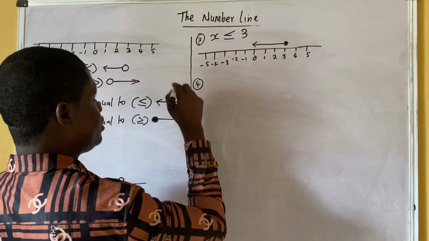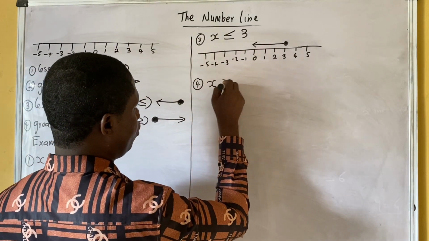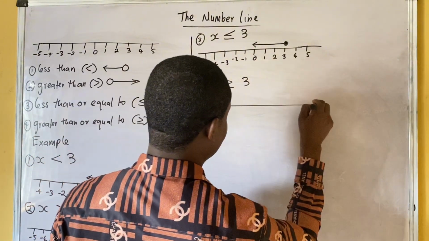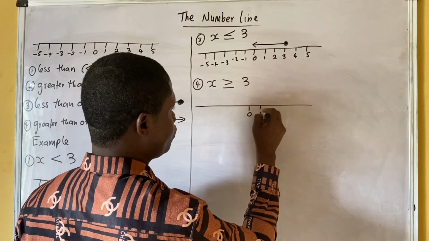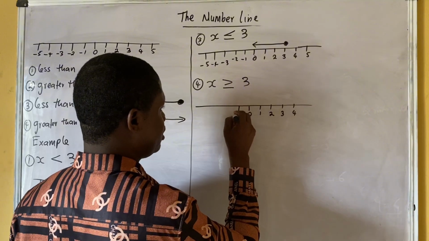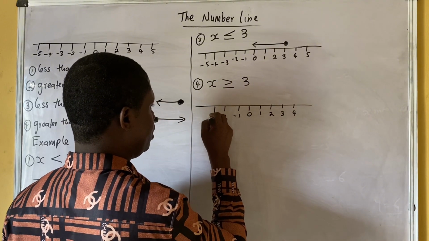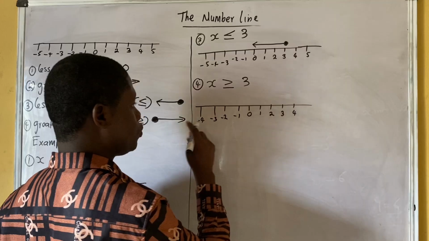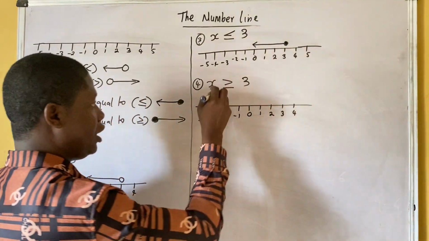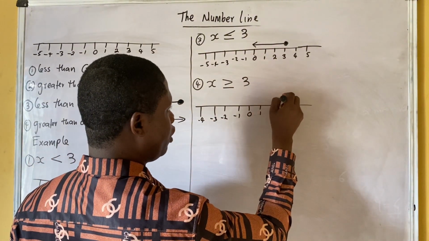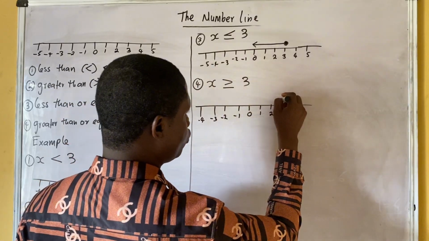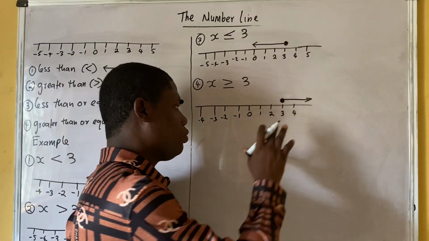The fourth one is when you have x is greater than or equal to 3. So on our number line, we should have something like this. Here is 0, here is 1, here is 2, here is 3, here is 4, and so on. Here is minus 1, minus 2, minus 3, minus 4. So you can continue the numbering, okay? But I wish to stop at 4. So here, our circle should be on 3, and it should be shaded since this is greater than or equal to 3, and the arrow should be pointing forward.